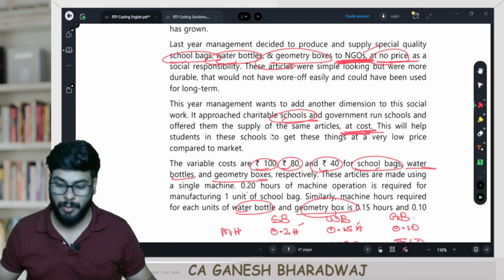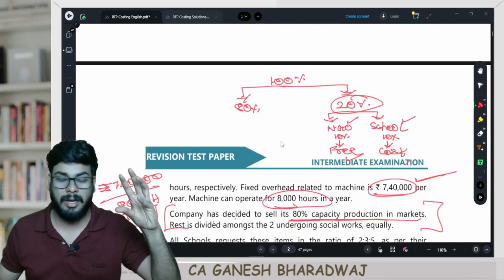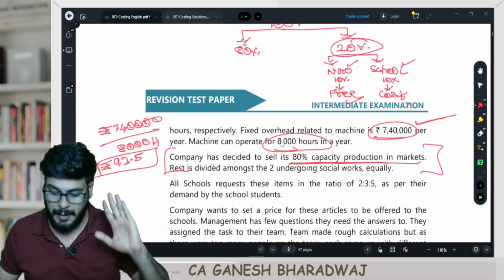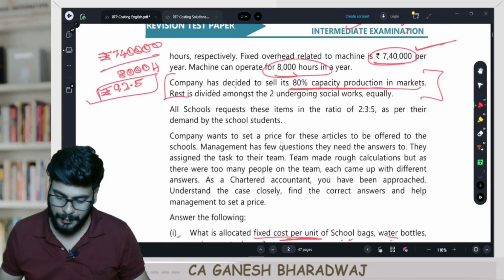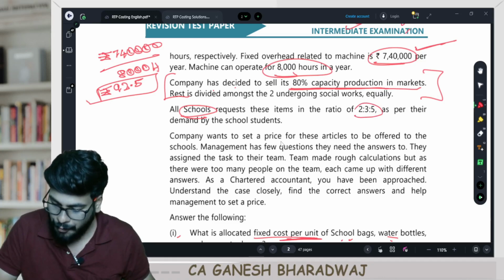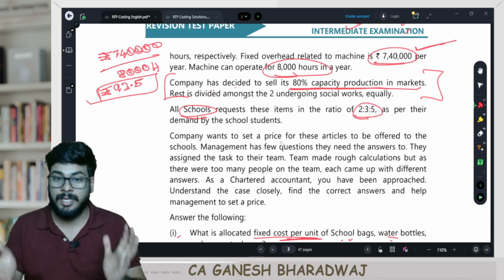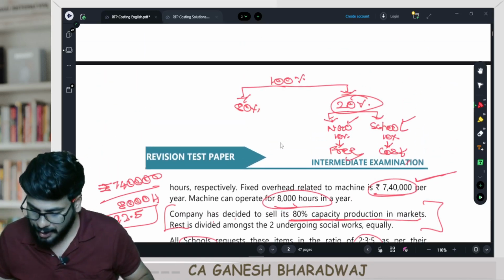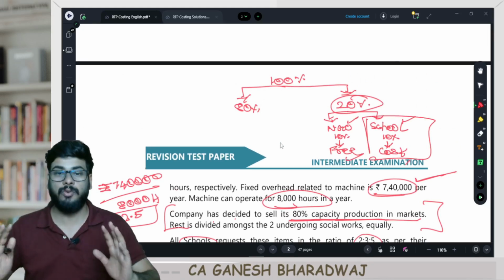This is how you need to read the question. Now it's slightly difficultly worded. Let's be very, very careful here. Now all the schools request these items in the ratio of 2:3:5. Now this entire question is pertaining to this component alone. Are you clear with this?